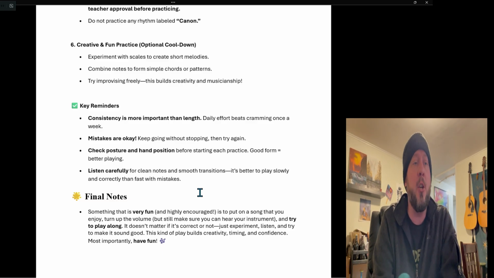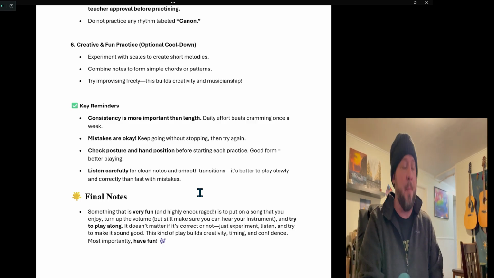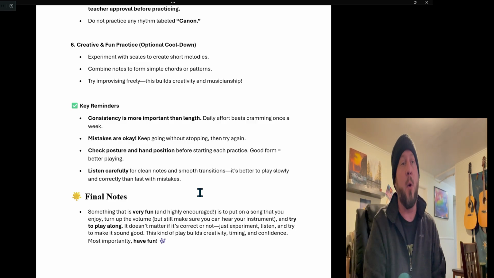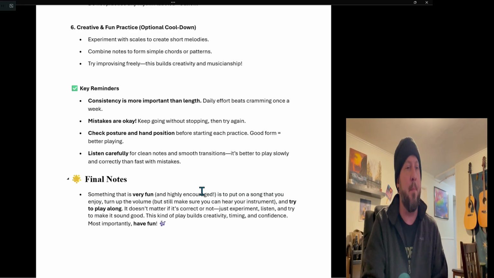And then always check your posture and hand position before starting each practice. Good form equals better playing, right? So make sure that you're sitting up as straight as you can and your hands are in a good position. Then you are going to have really good practices, right? Listen carefully for clean notes and smooth transitions. Better to play slowly at first and correctly than fast with mistakes. Getting up to speed will come, but better to start out slow and build up that speed.